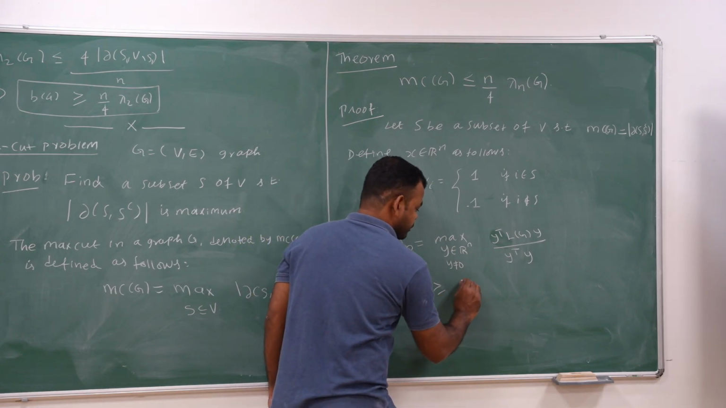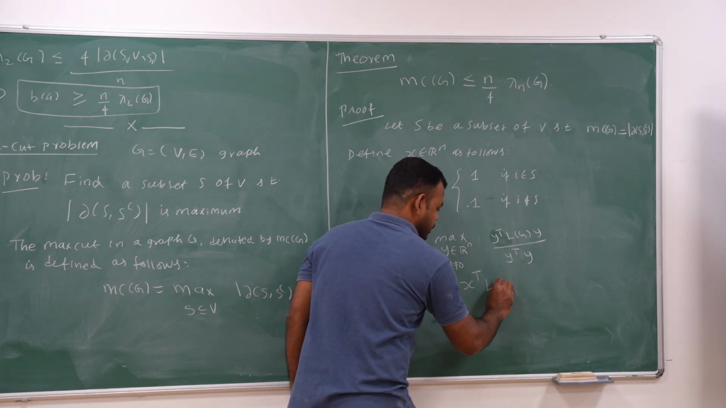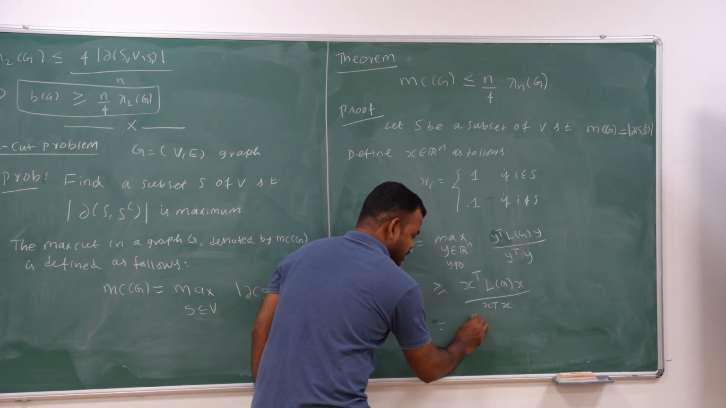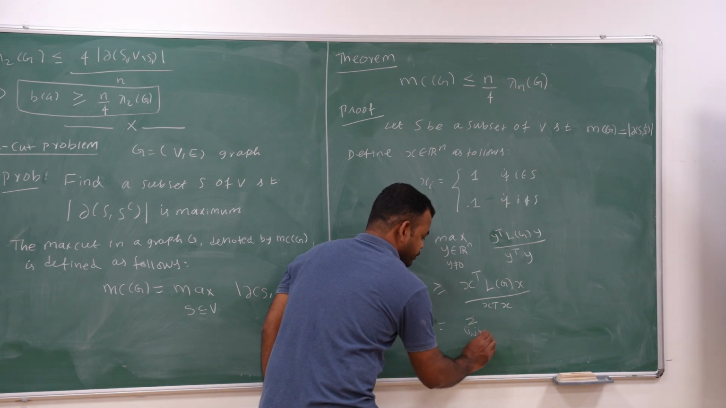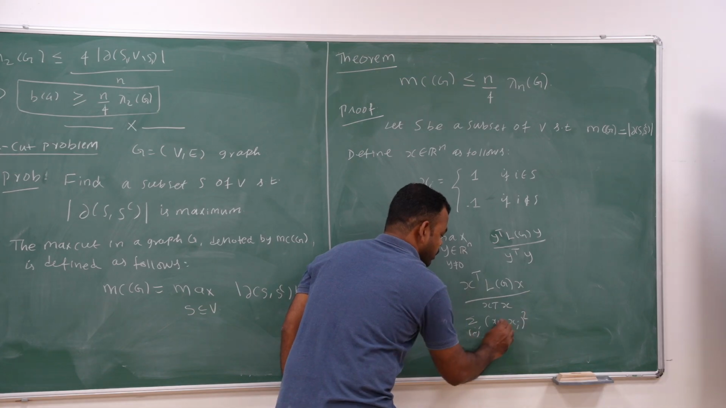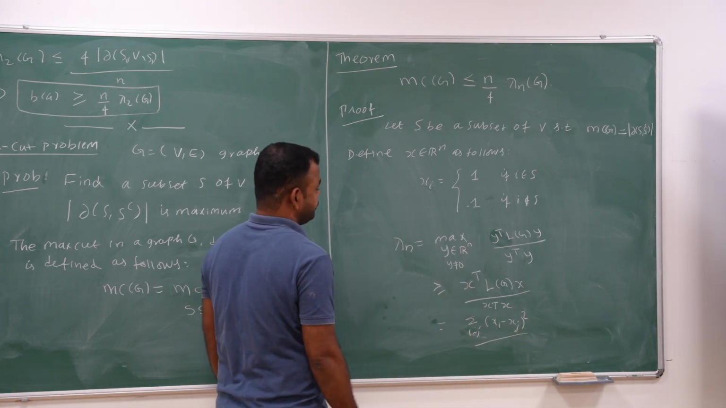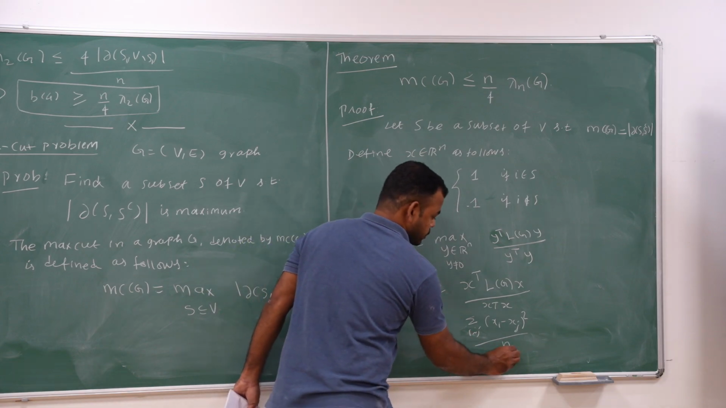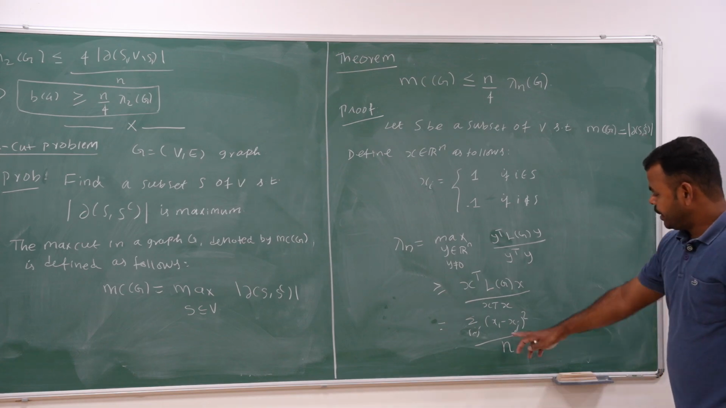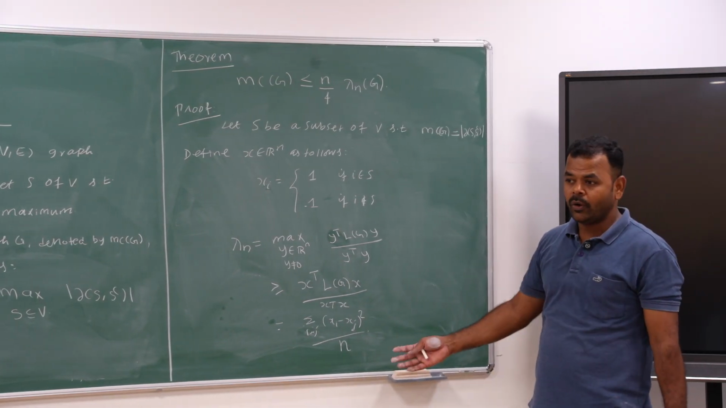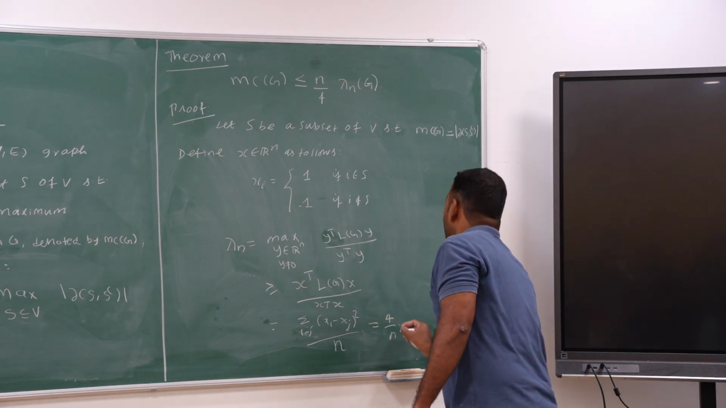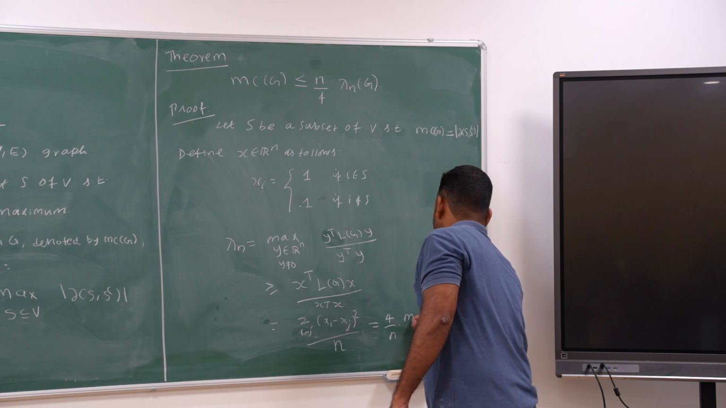Okay, I'll write one more step. This is x transpose Lg x divided by x transpose x. Using the sum of squares expression, this quantity is the sum over i adjacent to j of (xi minus xj) the whole square, divided by x transpose x. What is that quantity? That is n, right? Now what is the numerator? (xi minus xj) squared gives 4 times the size of the cut, that is MC of G.